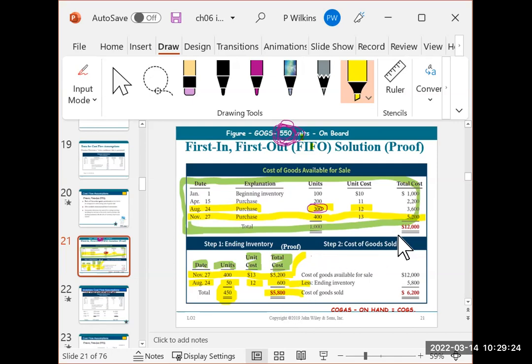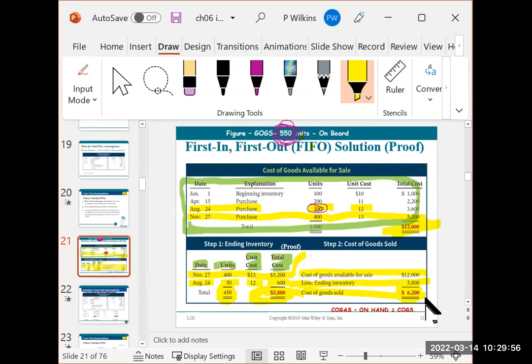Now, since we know what we started with, the total cost of goods available for sale, $12,000, and we know that the ending inventory costs $5,800, we can very quickly figure out the cost of goods sold. We had $12,000 available to sell to start with, and in the end we had $5,800 worth left. So the difference between the two is the cost of goods sold. The cost of goods sold then is $6,200.